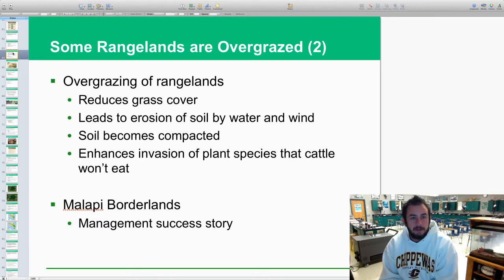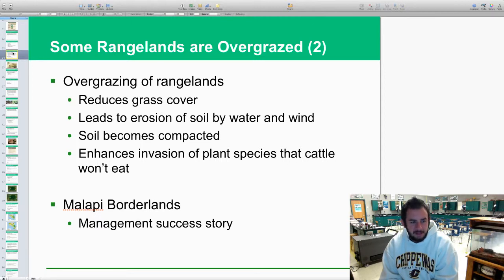As far as overgrazing of rangelands, it reduces grass cover, which then leads to more erosion by soil, water, and wind. The soil also becomes compacted, because the dirt hardens and cattle are walking over it, trampling on it, compacting it down. And it enhances invasion of plant species that cattle won't eat, so invasives come in, different weeds that have thorns and bristles that cows will not graze upon.